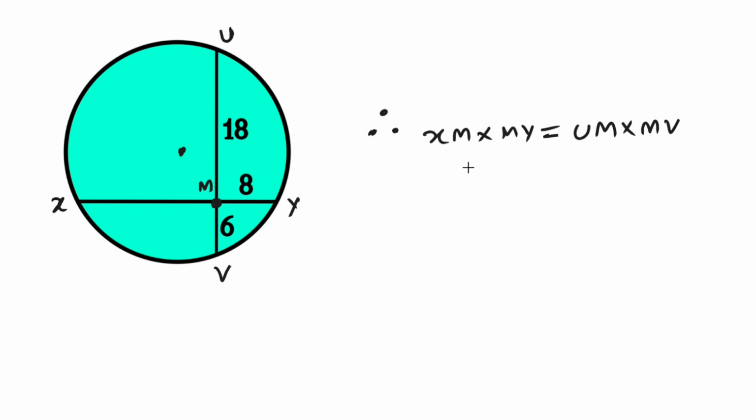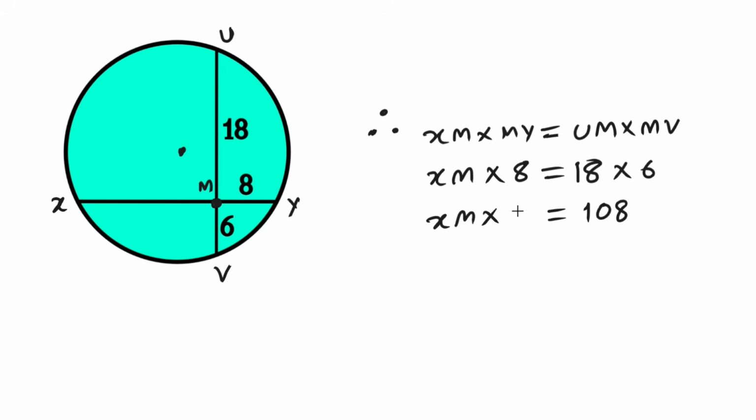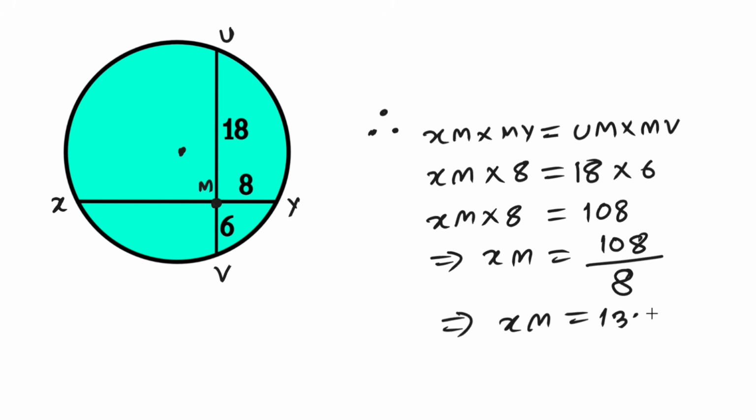Now, let's substitute the values we know. XM multiplied by 8 equals 18 multiplied by 6. 18 multiplied by 6 gives us 108. So we have XM multiplied by 8 equals 108. To isolate XM, divide both sides by 8. This gives XM equals 108 divided by 8, which is 13.5. So now we know that XM equals 13.5 units.